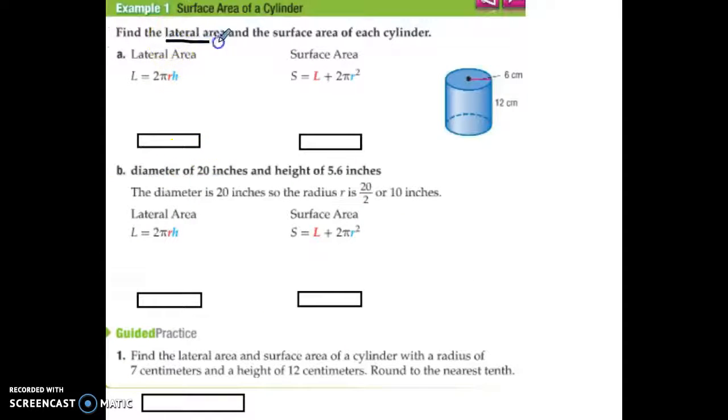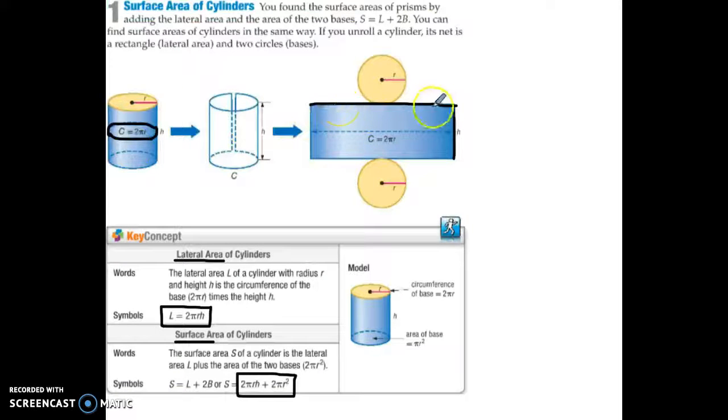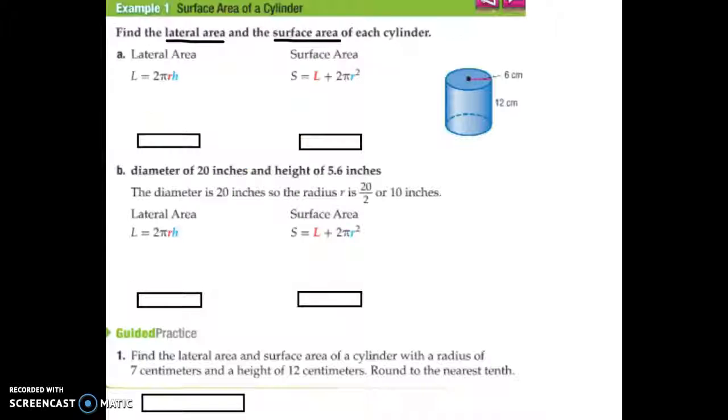So they want me to find the lateral area and the surface area of each cylinder. Okay, so part A, make sure I'm writing down this example. Lateral area is the label part, and I just unfolded it on the screen before. If you forgot, to find the lateral area, you do 2 pi r times h.